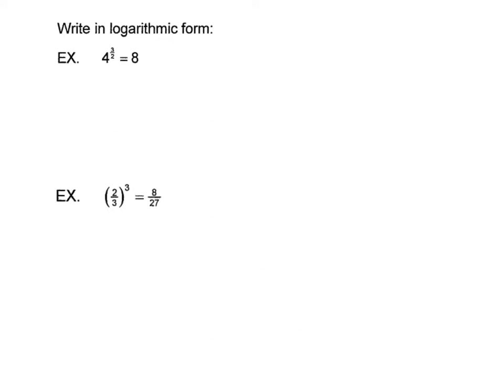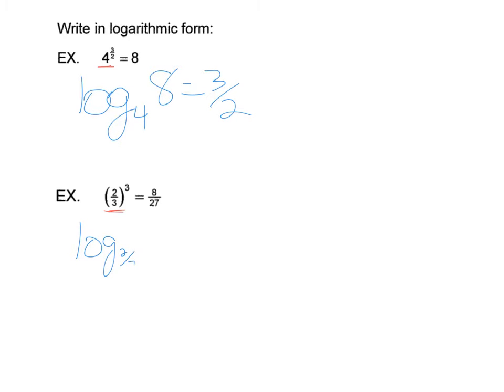It's in exponential form. Now we want to write it in log form. Now my base is the 4. So my big base shrinks back down, becomes a little base again. And the 8 and the 3/2 change sides. Let's try the next one. 2/3 cubed equals 8 over 27. 2/3 is the base. So my big base shrinks back down, becomes a little base again. And the 8 over 27 and the 3 change sides.